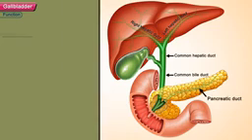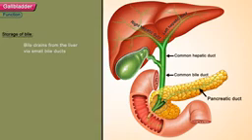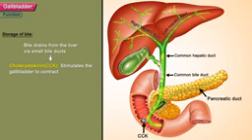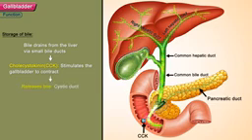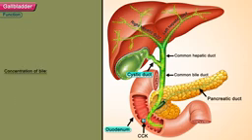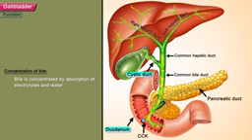Function. Storage of bile. Bile drains from the liver via small bile ducts. Cholecystokinin stimulates the gallbladder to contract, which then releases bile through the cystic duct into the second part of the duodenum. Concentration of bile. Bile is concentrated by absorption of electrolytes and water.